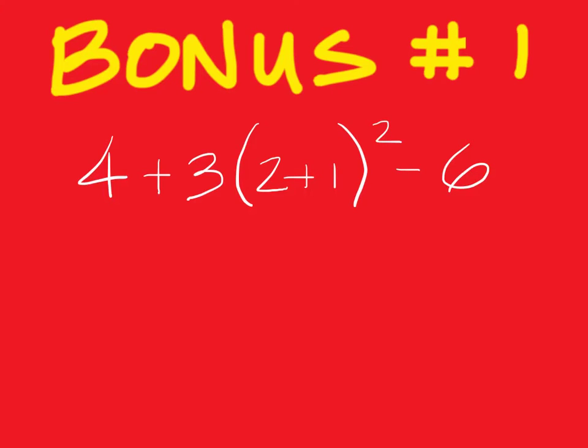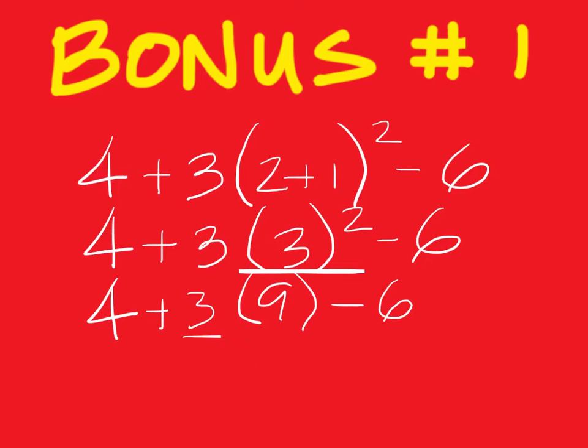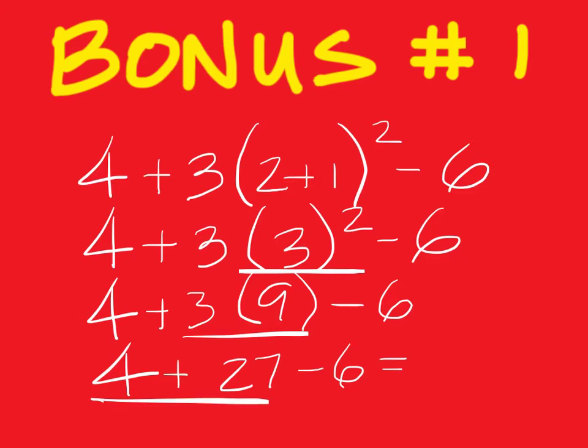On bonus number 1, you have to have 2 plus 1 first to get 3, and then go back and do 3 squared to come up with 9. Multiply 9 by 3 to get 27, and then do 4 plus 27 to get 31, subtract 6, and get 25.